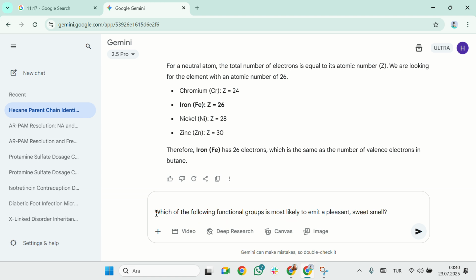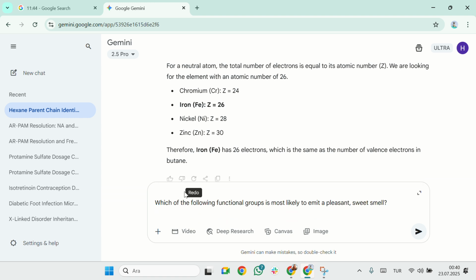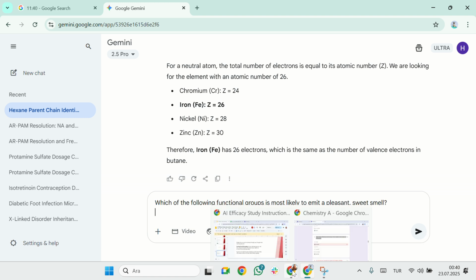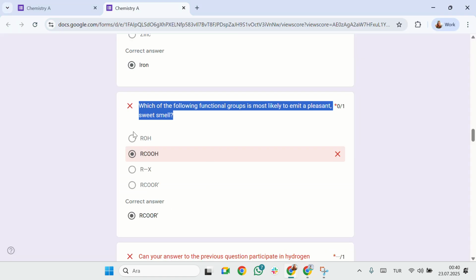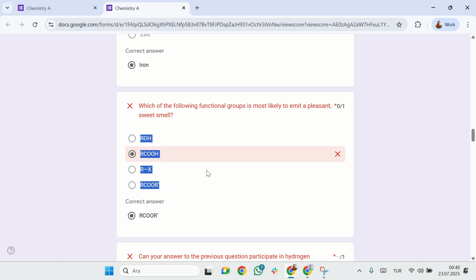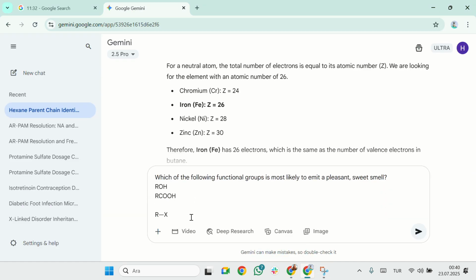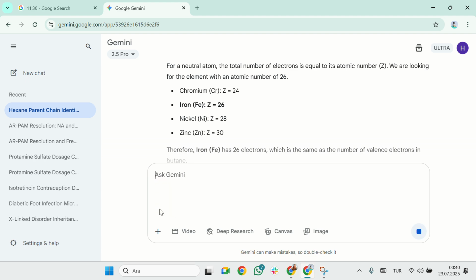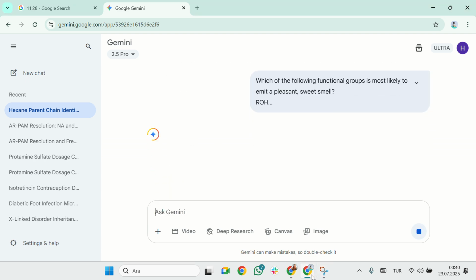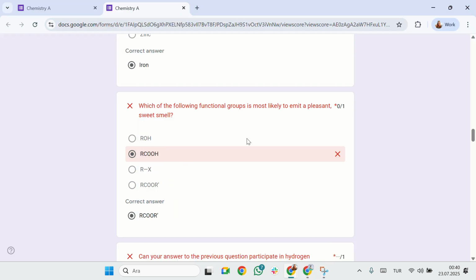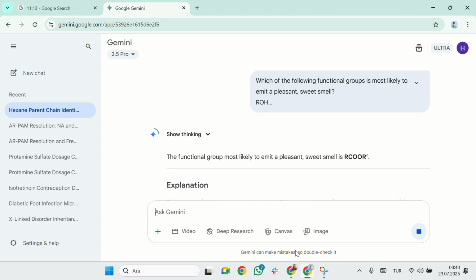Okay, for now, let's try to ask this without saying that I'm asking a different question. Oh, okay. I had no idea about this question, apparently. The following function is most likely to emit a pleasant sweet smell. RCOOR prime, RCOOH.